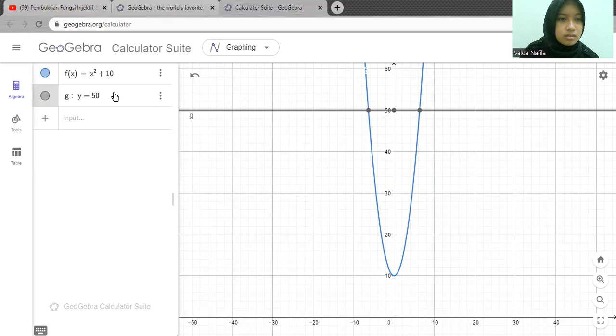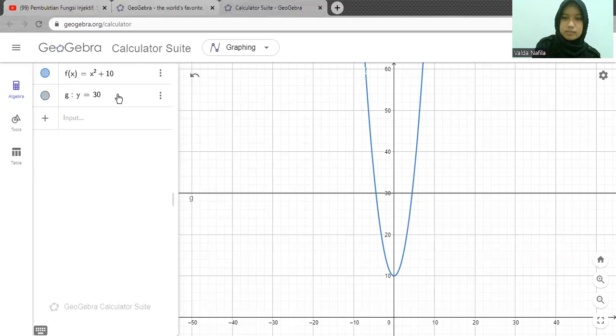Now we identify whether the function x squared plus 10 is a surjective function or not. For example, the test point is 30. This is surjective because it intersects at 2 points, which I explained earlier. The surjective function intersects at least 1 point, in other words, minimum 1 point.